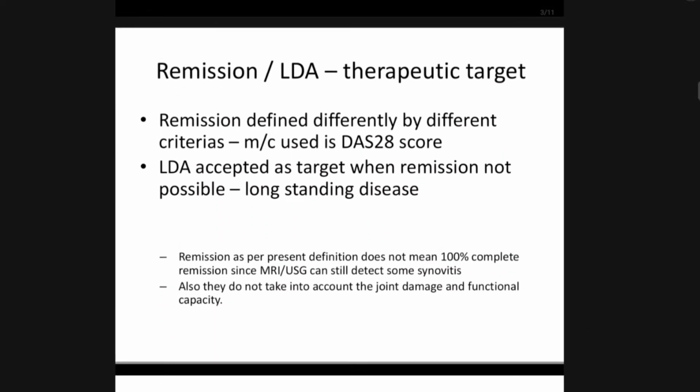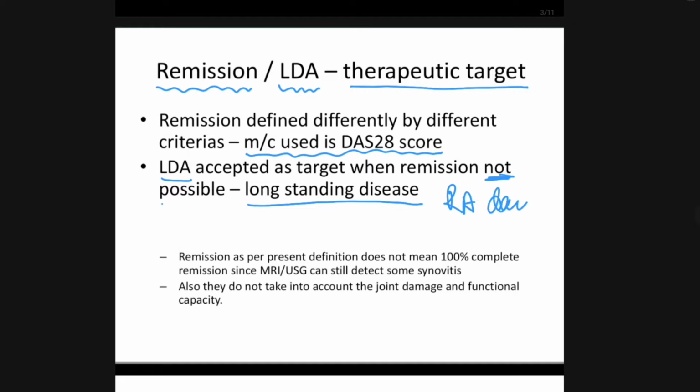Now, what is this LDA that we are talking about? LDA can also be called remission, the target of remission, or low disease activity. This is your therapeutic target. Remission is defined differently by different criteria, and the most commonly used is the DAS28 score. And LDA is accepted as the target when remission is not possible, like in a long-standing disease where your rheumatoid arthritis has already damaged the joints. In that case, you cannot achieve remission. You have to continuously keep the patient on DMARDs.